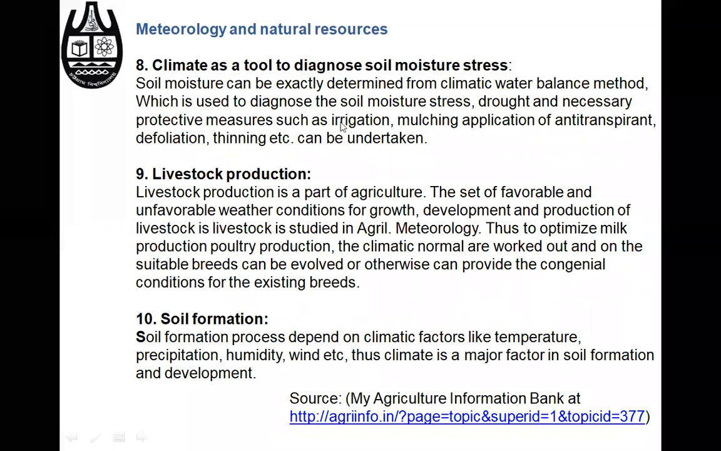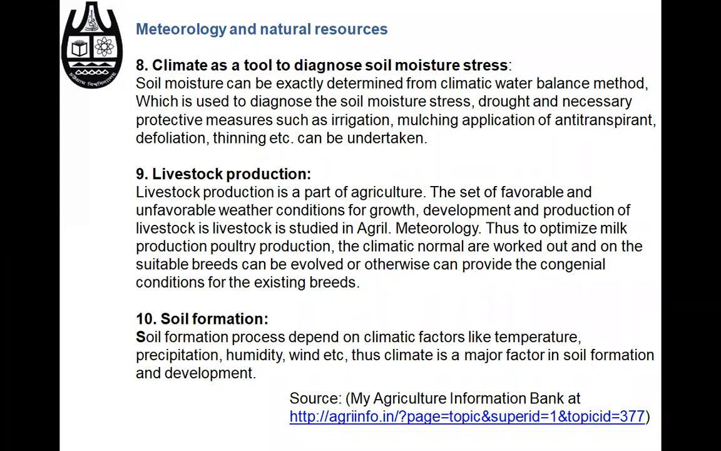For example, it can be used to diagnose soil moisture stresses. Why is soil moisture stress very much needed? Soil moisture is very important because if you want to irrigate your land, if you want to seed your crops, if you want to go for a particular insecticide application or manure application, in every case you need to know the soil moisture content.